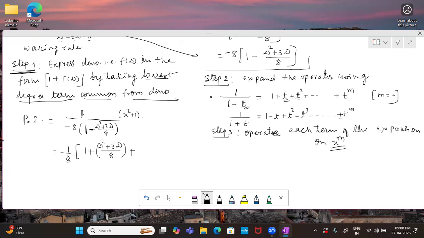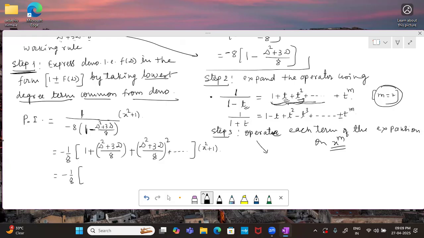plus t square, d square plus 3d upon 8 whole square, and plus 1. Beyond that, no need to expand it, because what is m? M is 2. Expand up to t square only. If suppose m is 3, expand up to t cube. M is 4, expand up to t raised to 4, like that. So outside there is what? X square plus. And then simplify this one and then operate it.